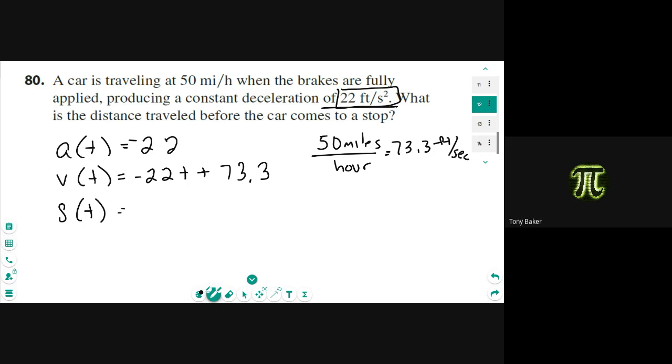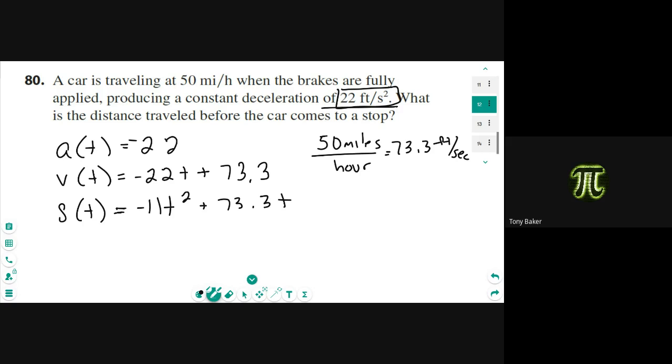All right. So, what's my position? Negative 11t squared plus 73.3t. And we're going to assume we're starting at 0, right, from when we push the brake. So my C is going to be 0 in this situation.